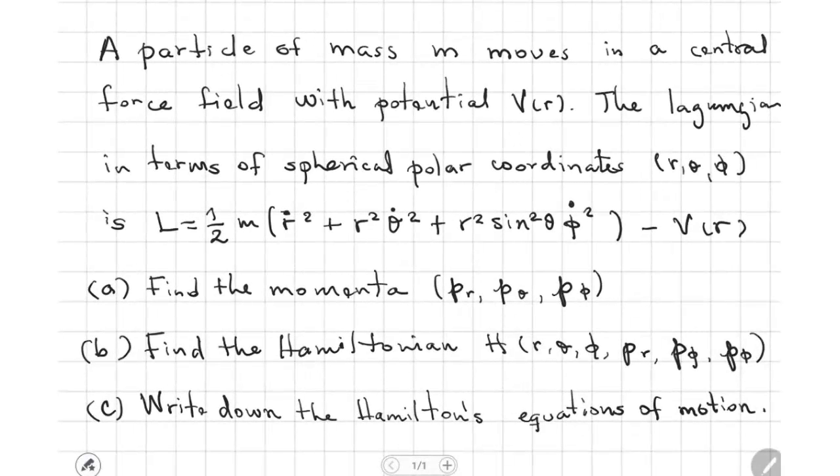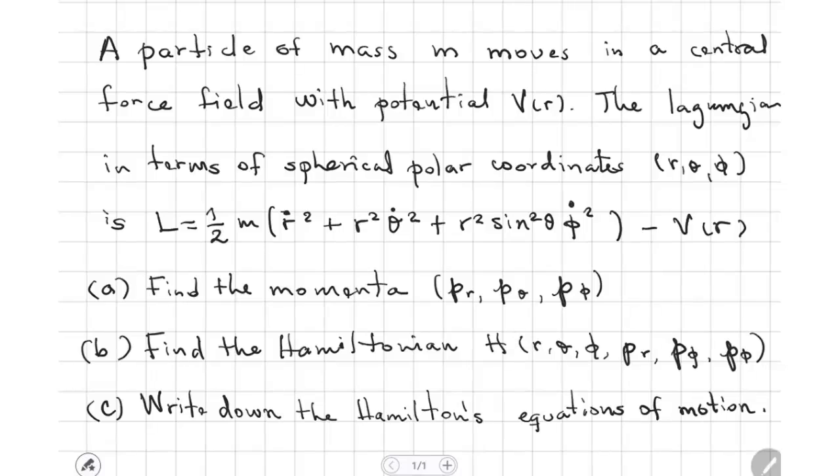Hi guys, in this opportunity we are going to resolve a problem related with the Hamilton equations. The problem says a particle of mass m moves in a central force field with potential V(r). The Lagrangian in terms of spherical polar coordinates r, theta, and phi is L equals 1/2 of the mass multiplying r dot squared plus r squared theta dot squared plus r squared sine squared of theta phi dot squared, minus the potential V as a function of r.